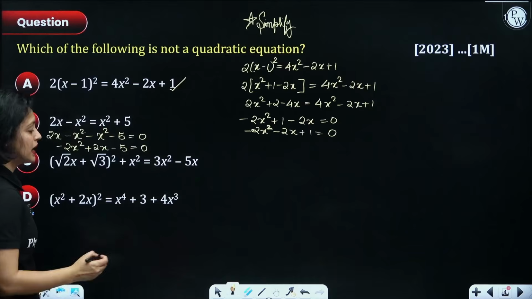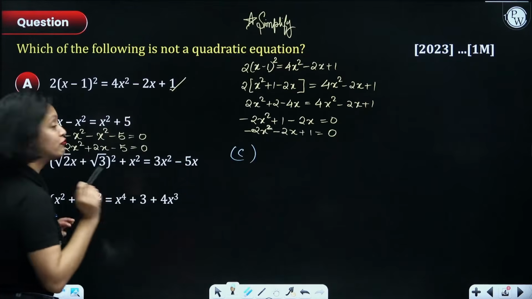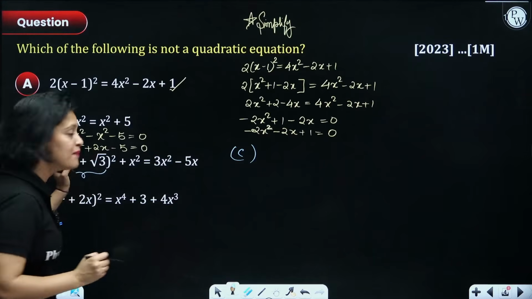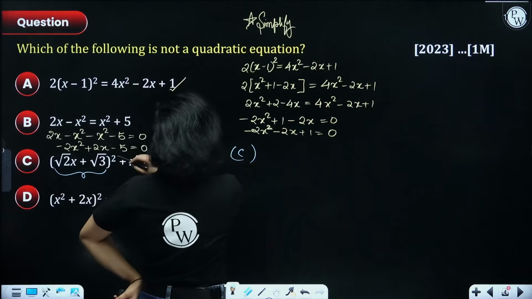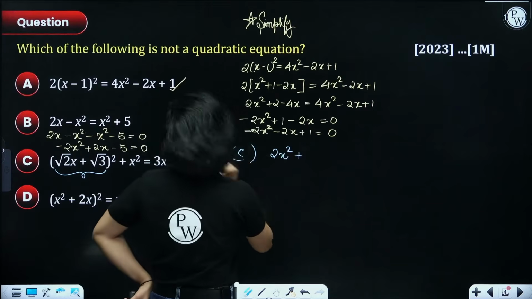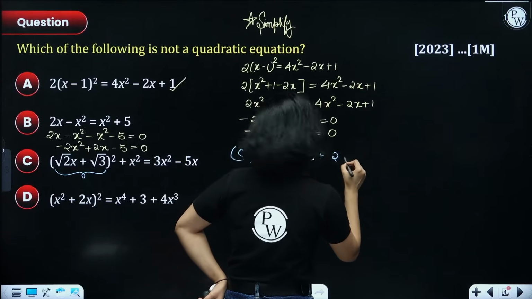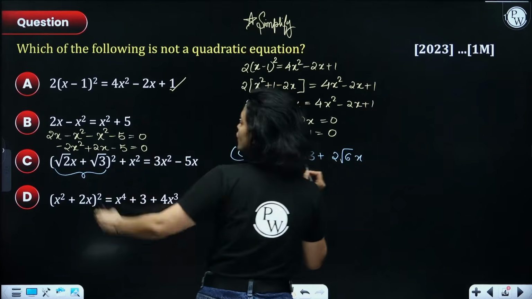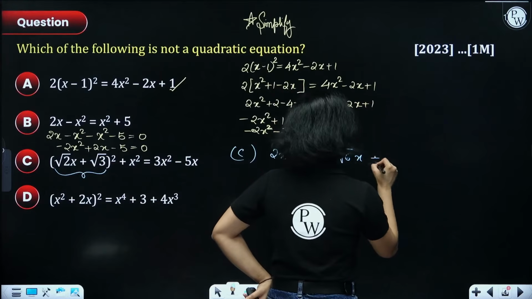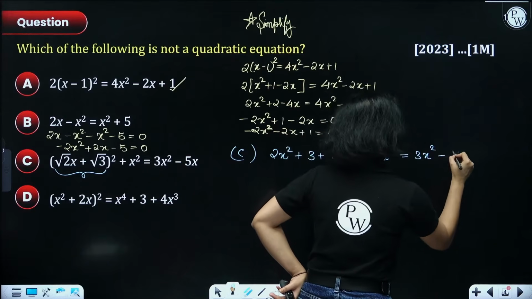Let's see the C part, the third part, everyone. In the C part, again, you will have to simplify because you will have to use the identity and open this bracket up. So what do you get? Root 2x whole square, that is 2x square, plus root 3 whole square, that is 3, plus 2 root 6x, which is root 2 into root 3 into 2. And then we have an additional x square here, and here we have 3x square minus 5x.